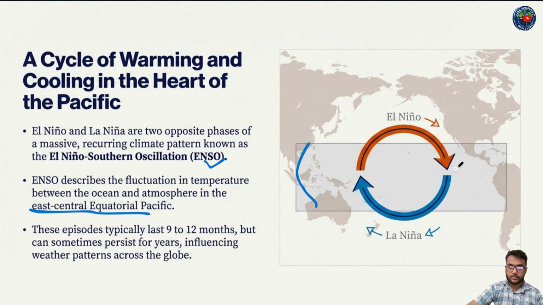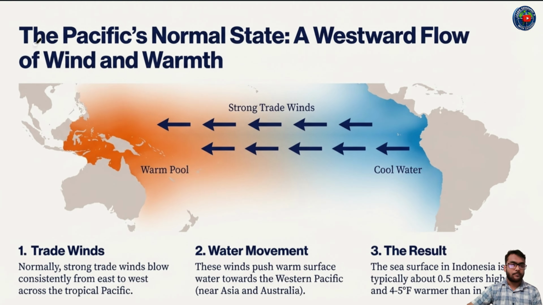This is the portion, East Central Equatorial Pacific. El Nino means this direction, and La Nina comes in this direction. Fluctuation of temperature. These episodes typically last 9 to 12 months, but can sometimes persist for years, influencing weather patterns across the globe.